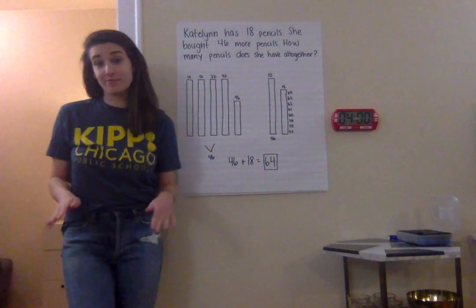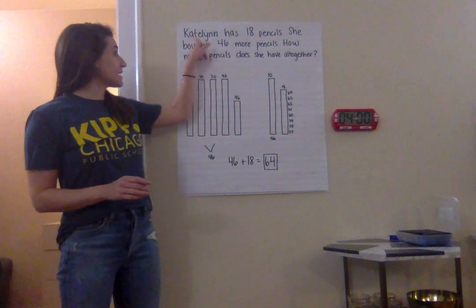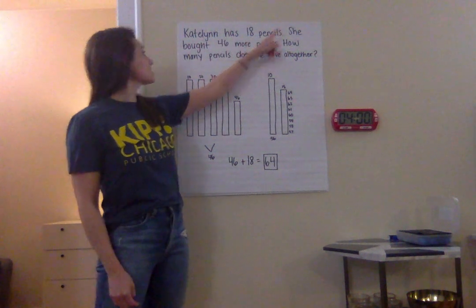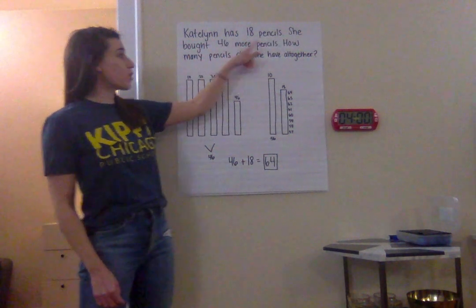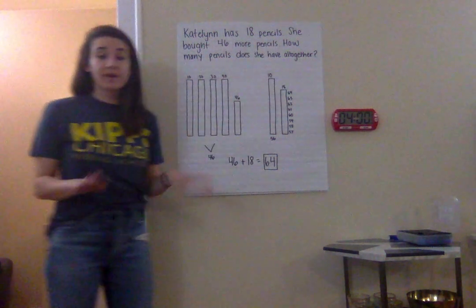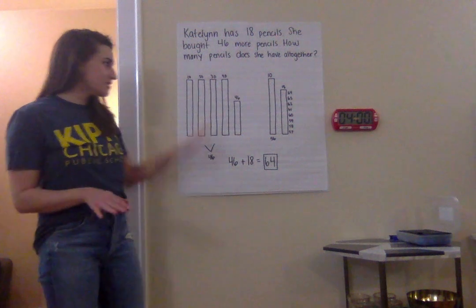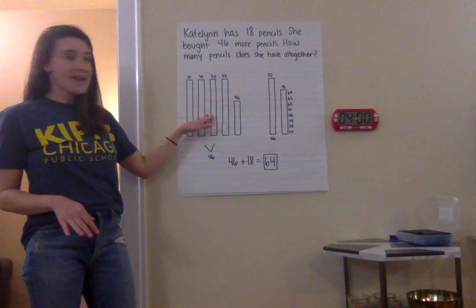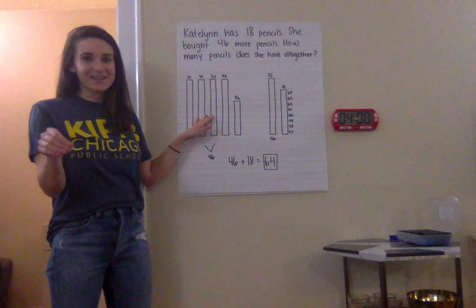All right, I'm going to walk you through it really quickly. The problem was Caitlin has 18 pencils. She bought 46 more pencils. How many pencils does she have all together? The way that I chose to solve this problem was by starting with my bigger number, and then I decade counted to get to my answer.